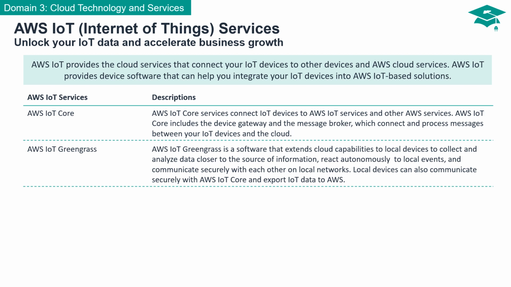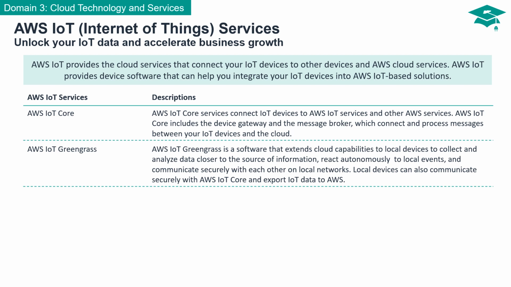AWS IoT Core is the powerhouse that connects your IoT devices to AWS IoT services and other AWS services. AWS IoT Core comes packed with a device gateway and message broker, ensuring a smooth flow of messages between your IoT devices and the cloud. It's like the central hub for all your IoT connections.